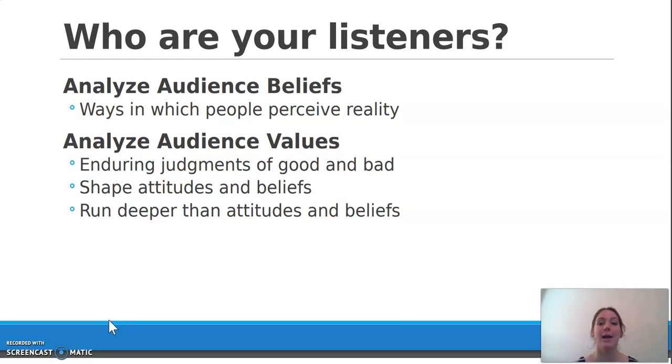Also, make sure you analyze the audience values. So make sure that you have statements of good and bad, but shaping attitudes and beliefs is not really done unless you change actions. So if you show actions of good and bad, these are always going to be better.